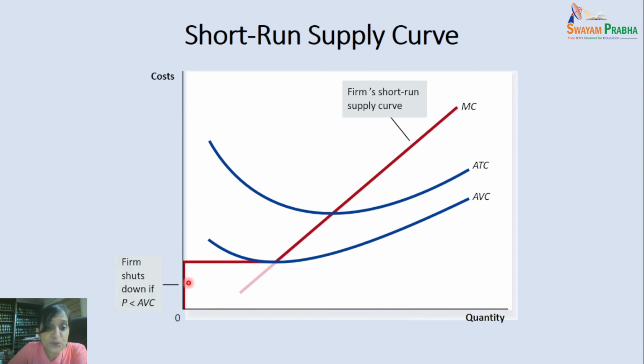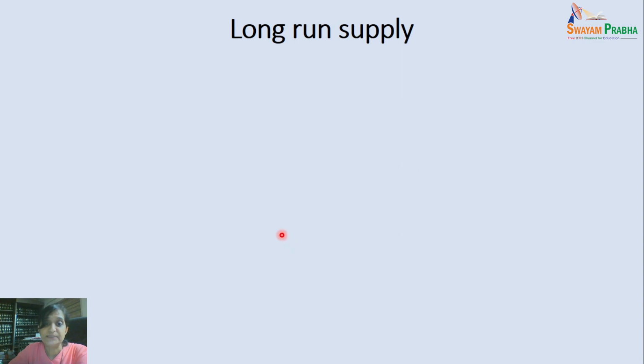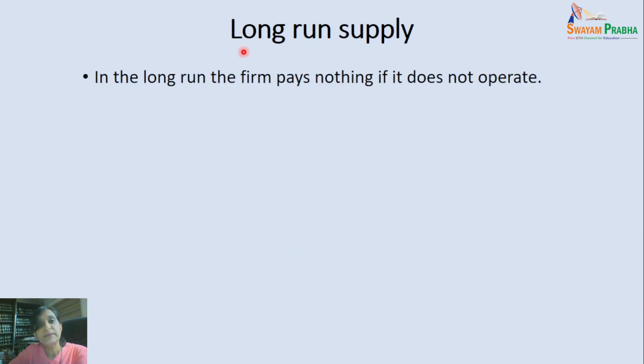If the price goes below this, that is, if P is less than AVC, then we call it the shutdown point, that is, the firm should not be producing anything. Only if the price is above your minimum average variable cost should the firm be producing, and the rising portion of the marginal cost above this level of price is called the short-run supply curve, because the firm will keep on making profits.